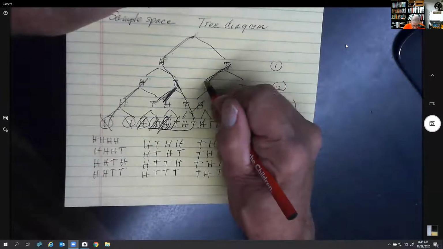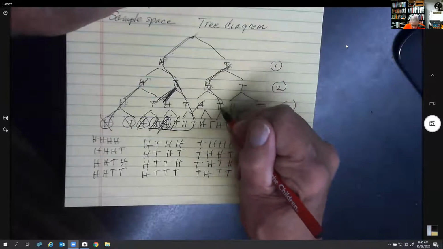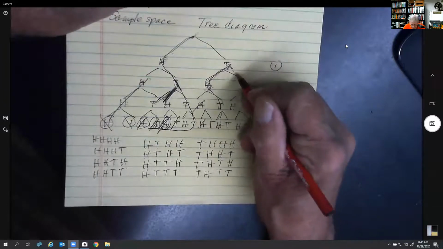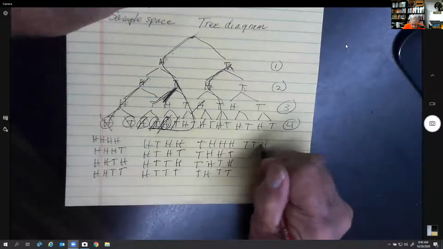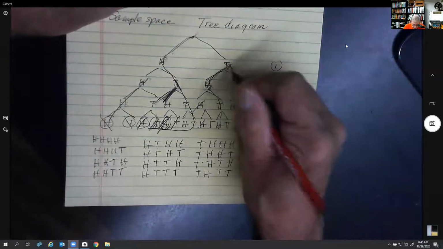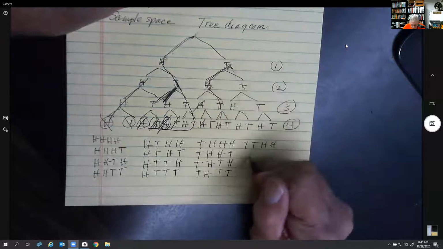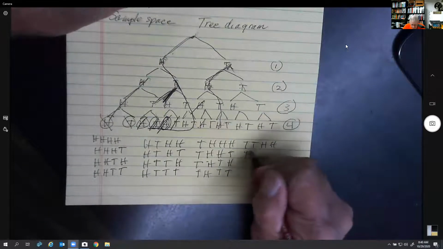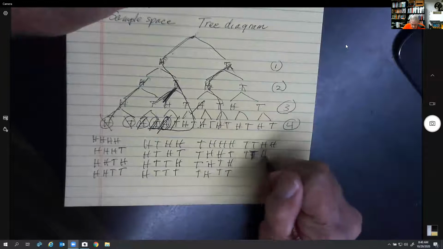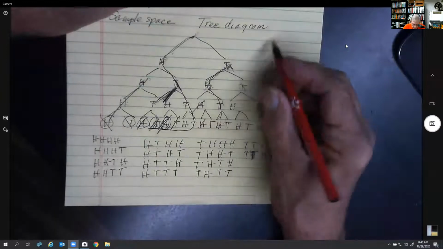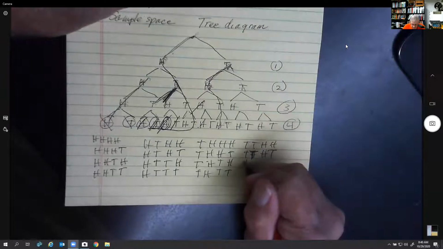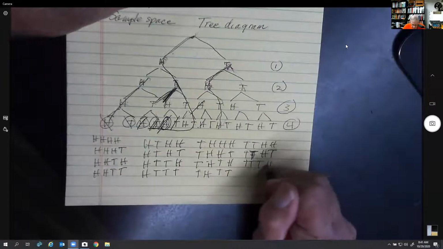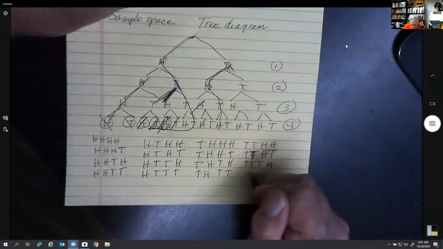Okay, so I've got that line done. Now I'm going to go this way. Tail, tail, head, head. Tail, tail, head, tail. Finally, I got tail, tail, tail, head. And finally, tail, tail, tail, tail.